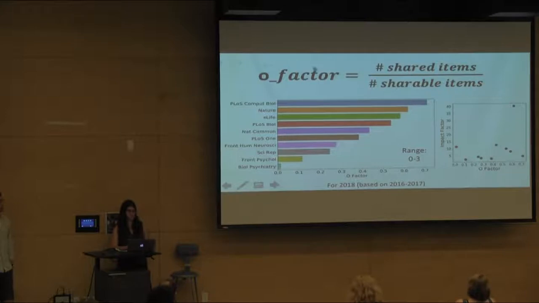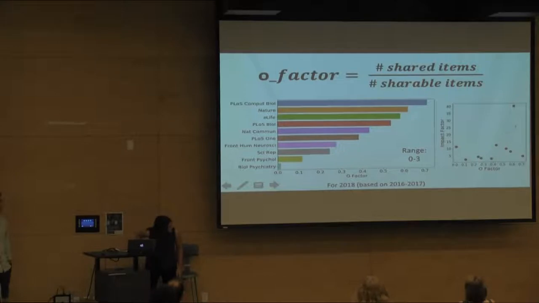We computed an O factor. We tried to make it as similar as possible to the impact factor, so after a lot of debate and rankings and thinking about it, we decided on the number of shared items, sharing data, sharing code, pre-registration, divided by the number of shareable items, like the citable items of impact factors, across 2 years. Those values are from the papers we got for the years 2016 and 2017, from 10 different journals. Plus, Computational Biology is good, Nature is good, we didn't want them to be, but they are.